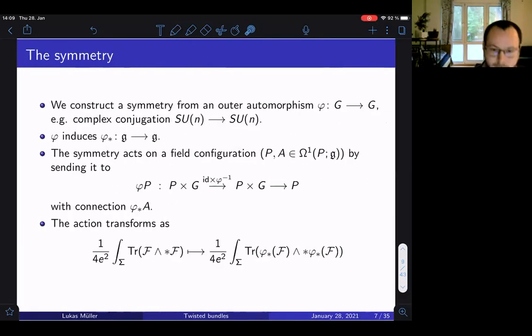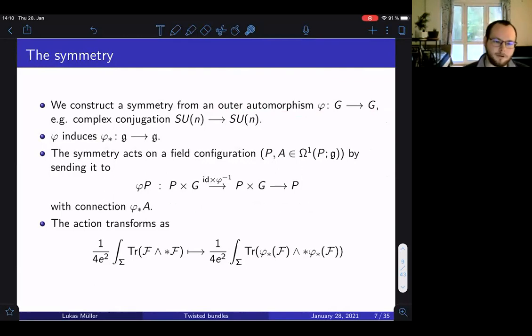Okay, so now we want to build a symmetry, but somehow we want to build a symmetry which is not specific to any space-time, but something which you can do always. And so in a more formal sense, we look at symmetries coming from automorphisms of the stack of G bundles. But what we are going to do is quite concrete. So what we use as an input to construct a symmetry are just outer automorphisms of the group. So these are automorphisms which are not given by conjugation.